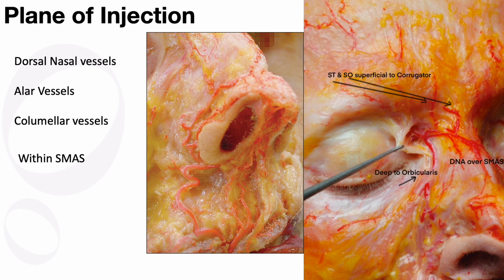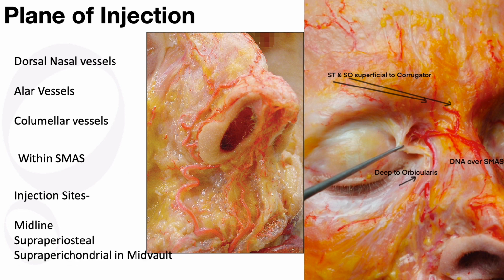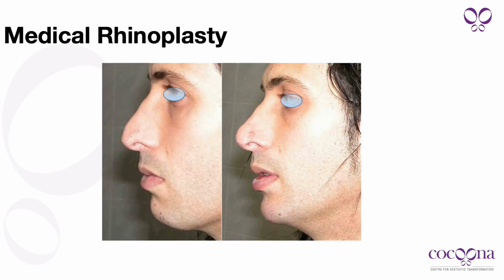So it's within the SMAS, and the injection sites are always in the midline because the vessels are on either side. They are supraperiosteal or deep enough. They are supraperichondrial in the midvault region, and they are in the deep plane between the domes or the medial crus. This is an example of correction of contour after rhinoplasty deformity.